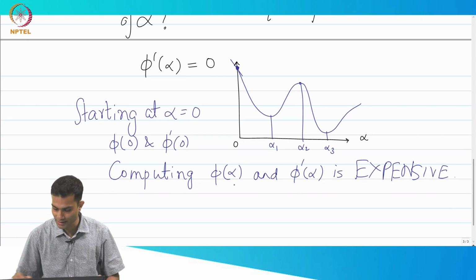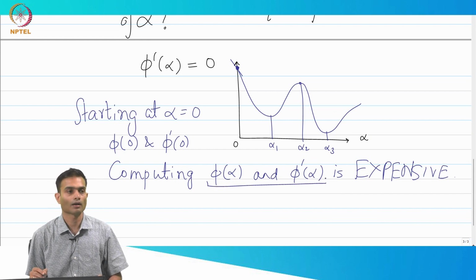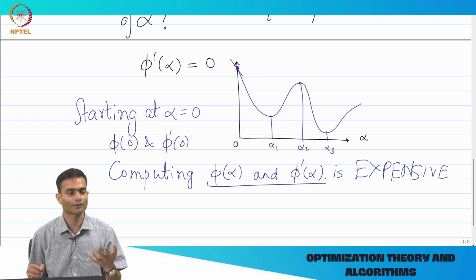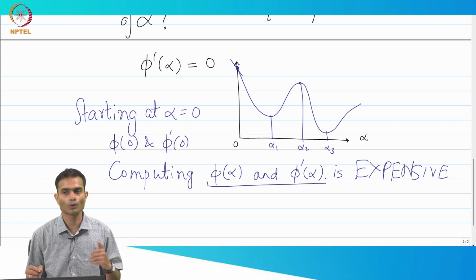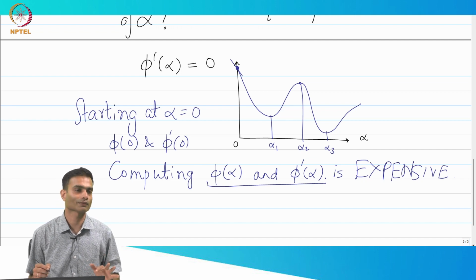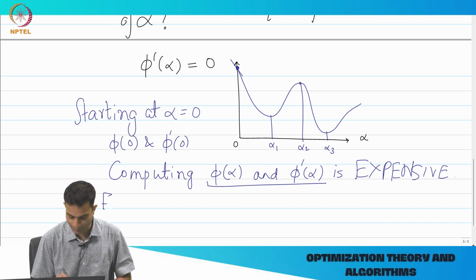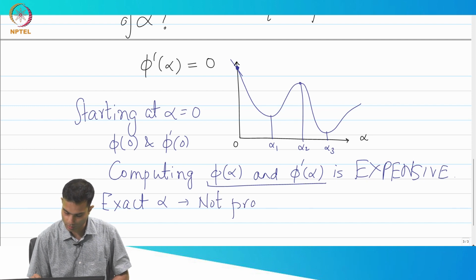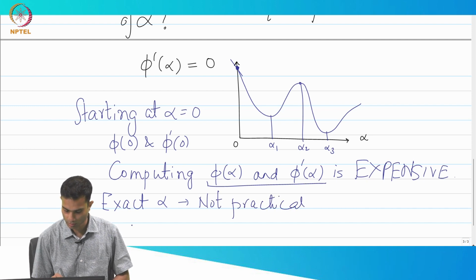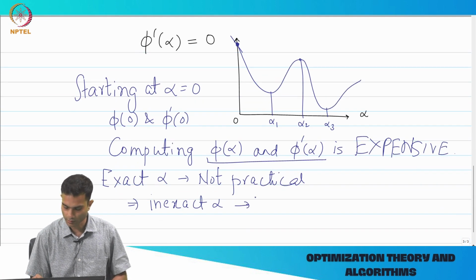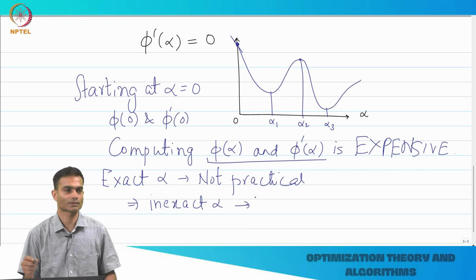So because these are expensive, the conclusion is that getting the exact value of alpha is often not practical. Therefore, what do we have to settle for? An inexact value of alpha, right? So exact alpha is not practical. So we choose an inexact alpha. Okay. This is also called inexact line search.